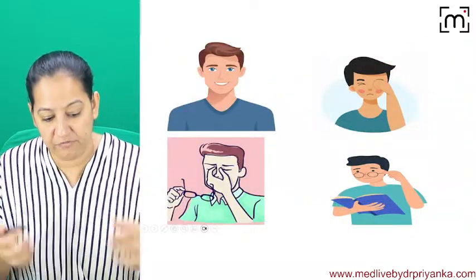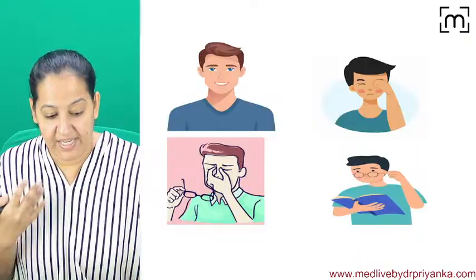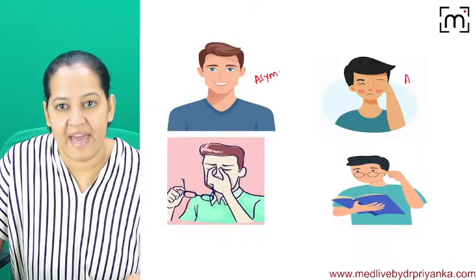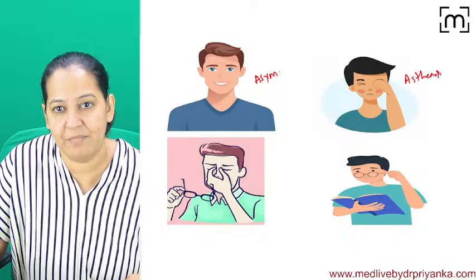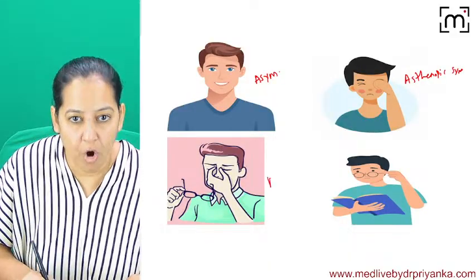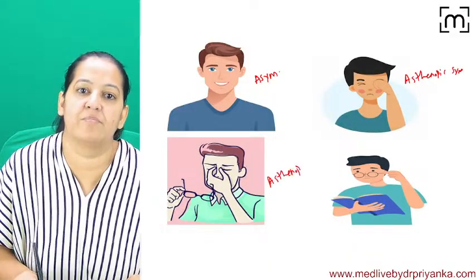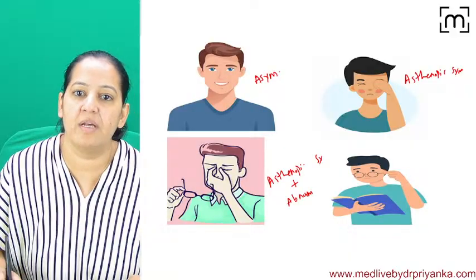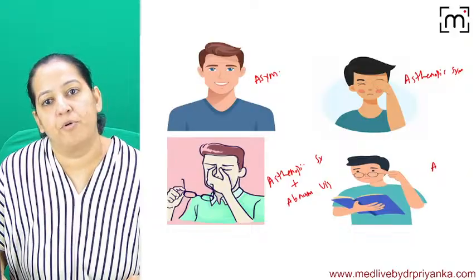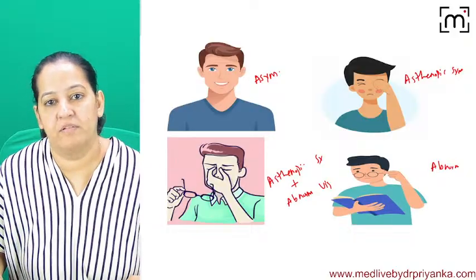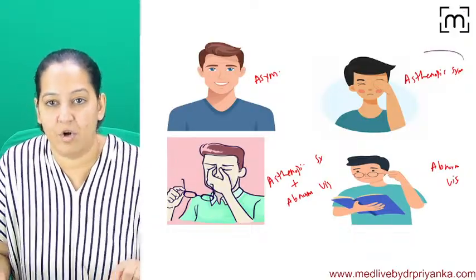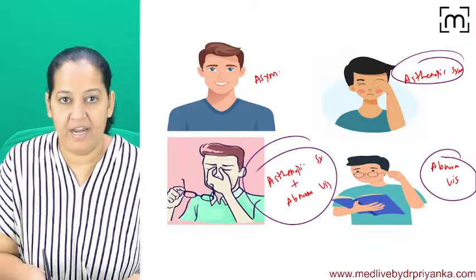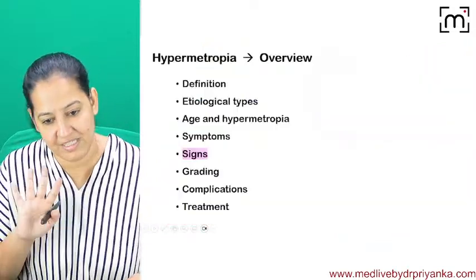So say, what are the 4 possibilities in the case of hypermetropia? Asymptomatic, or asthenopic symptoms. Here, along with asthenopic symptoms, abnormal vision is also there. Here, only abnormal vision. So here only asthenopic symptoms, here only abnormal vision, here both of them are there. I hope you got it. And here everything is absent. It's asymptomatic. These are the 4 possibilities.